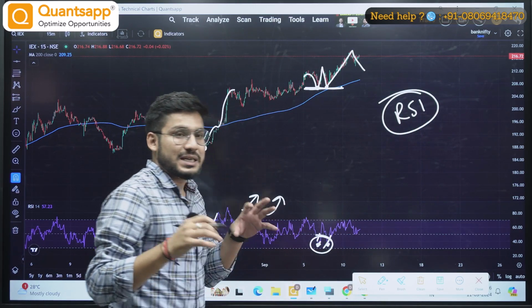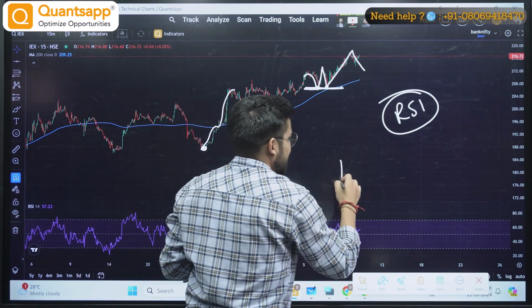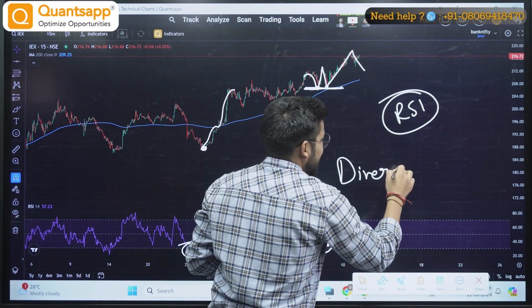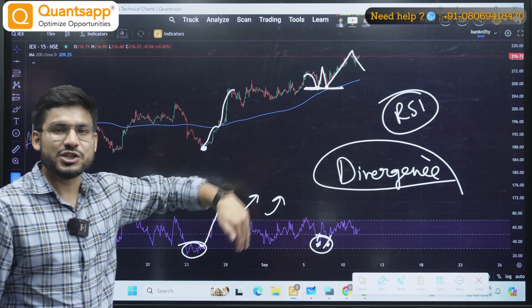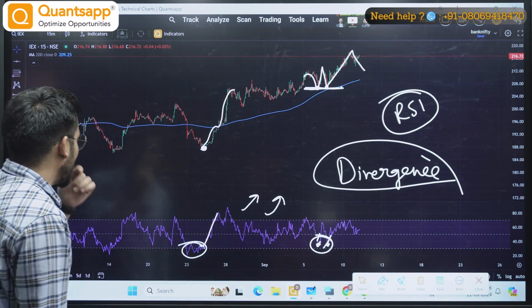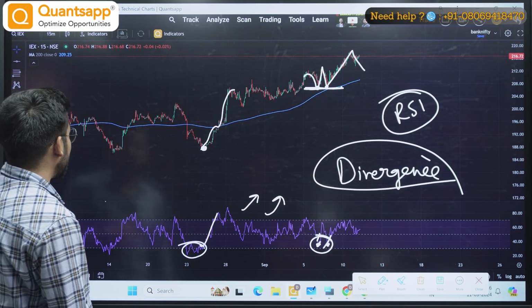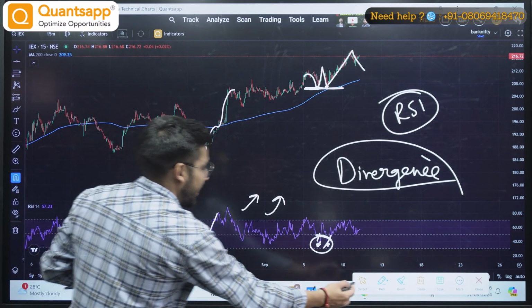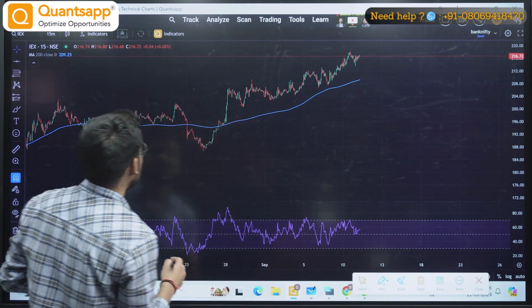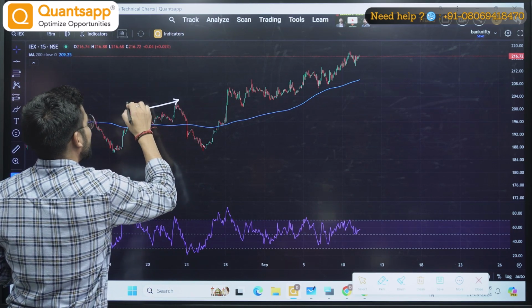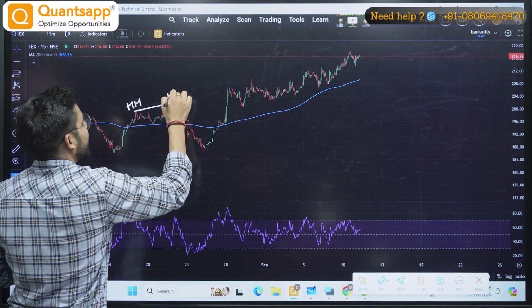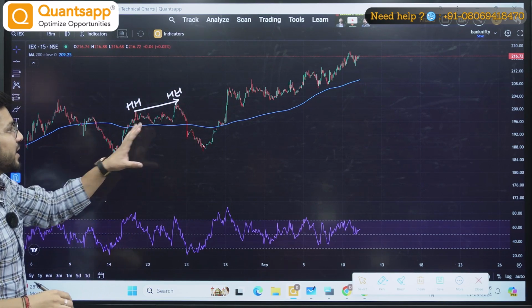Now there is one more concept of RSI, that is divergence. Okay, that is divergence. With the help of RSI you can see whether the market is changing its trend or not, right? Let me see an example. Okay, I have an example here. For example, here you can see the price is moving in the upward direction, right? The market is making a higher high.